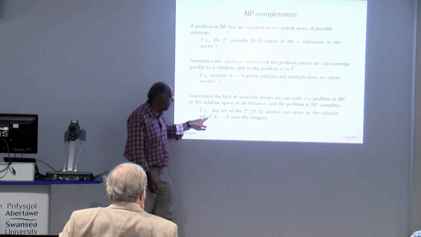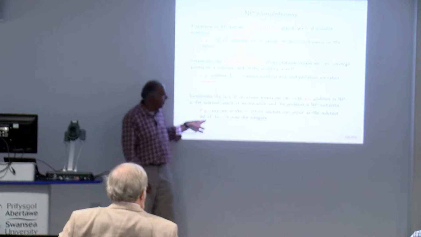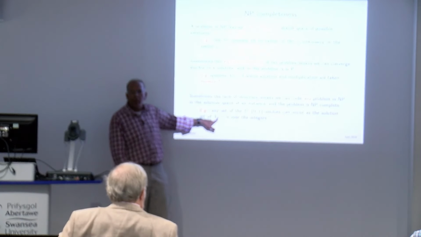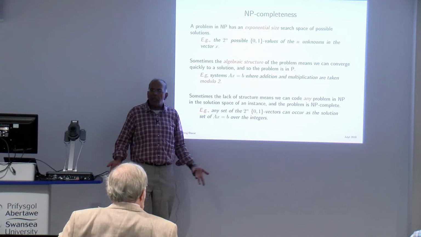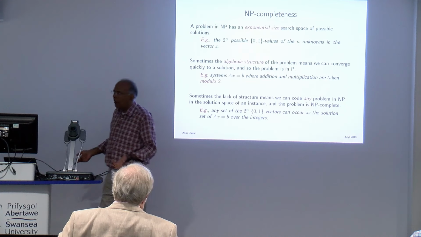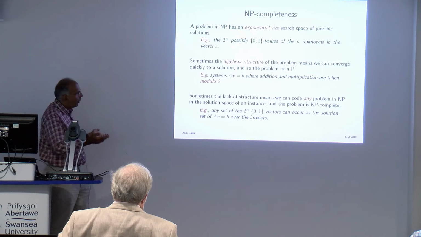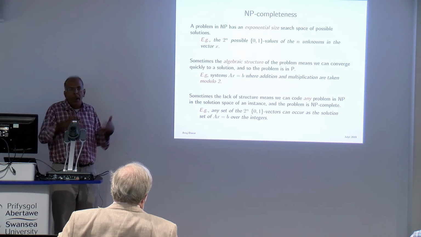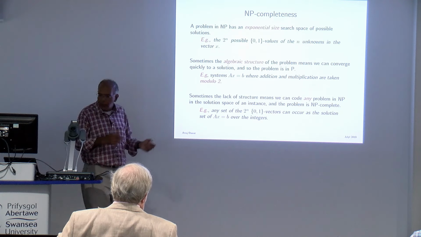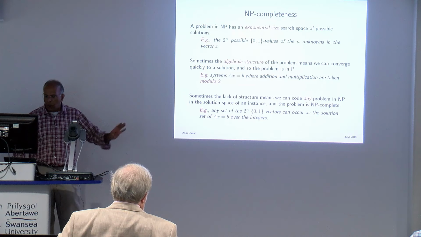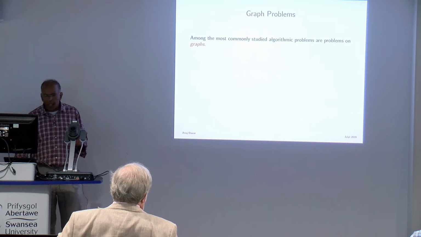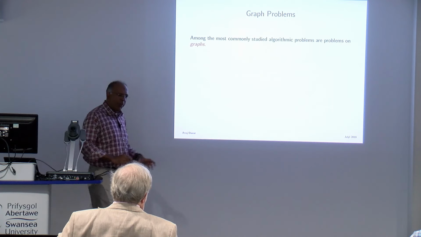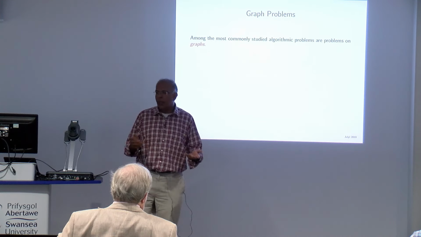Once you look at 0, 1 solutions for systems of equations with integer coefficients, it turns out you can get any subset of this 2 to the n vector space as a solution set. And that's really the total lack of structure which gives rise to NP completeness. Okay, so that's what I wanted to say about the structure of NP completeness. I've talked about systems of equations as one example.